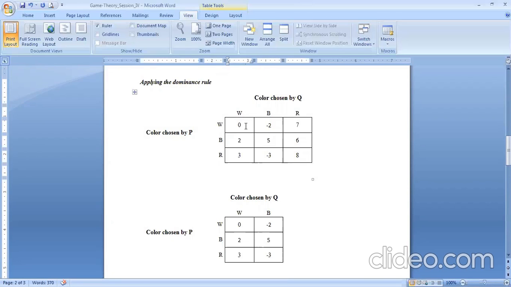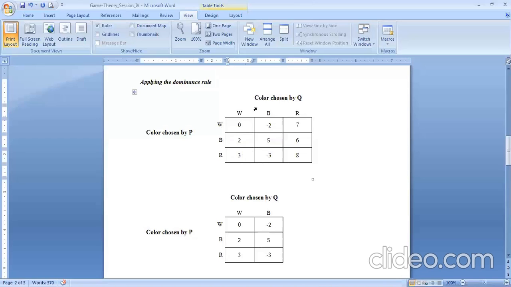Here let us compare the first column with the second column. In the first column, the first element is 0 and the other is -2, so 0 is greater than -2, but 2 is less than 5. Again, there is no perfect comparison between W and B. Then we compare W with R. Here 0 is less than 7, okay, 2 is less than 6, and 3 is less than 8. Again it is matching, so R is dominating, or is superior to W.